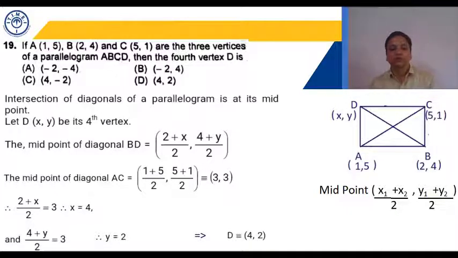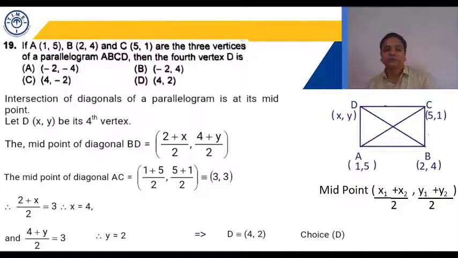So our choice is the option with (4, 2). What we have done in this case is equate the midpoints of the diagonals, because diagonals bisect each other at the midpoint. I hope this is clear. Yes, so the choice is D.